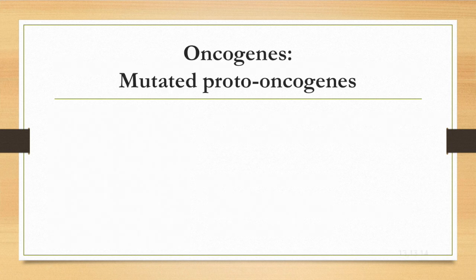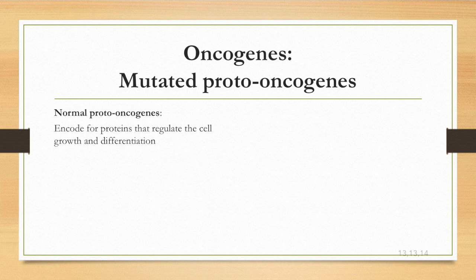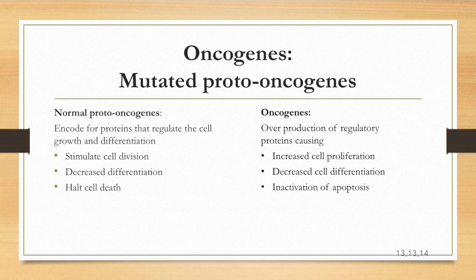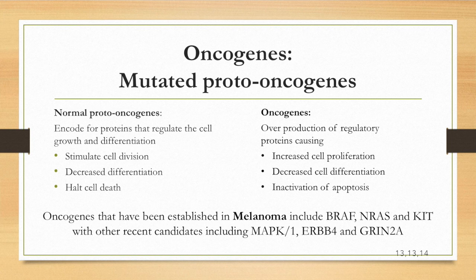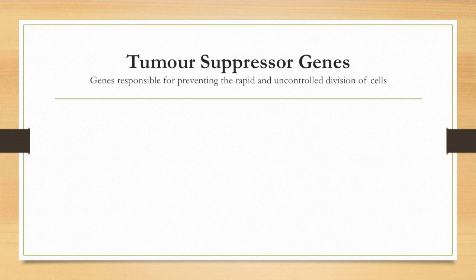Oncogenes form when a group of genes known as proto-oncogenes become mutated. Normally, proto-oncogenes function to stimulate cell division, inhibit cell differentiation, and halt cell death. Therefore, when mutated to an oncogene, it causes increased cell division, decreased cell differentiation, and inhibition of cell death. In melanoma, the genes mutated are BRAF and NRAS, which relay signals to proliferate and differentiate, therefore causing a cancer to grow. But tumor suppressor genes act to prevent this rapid and uncontrolled division.